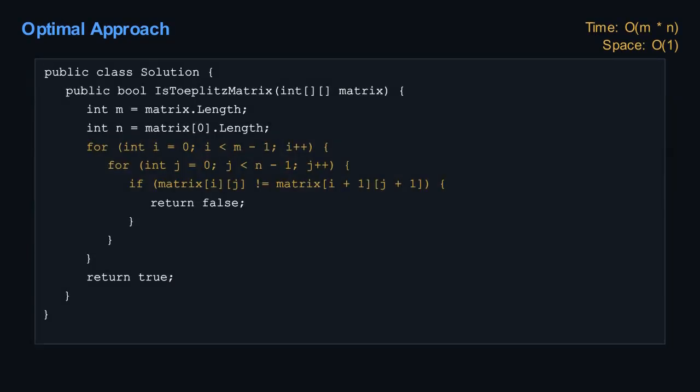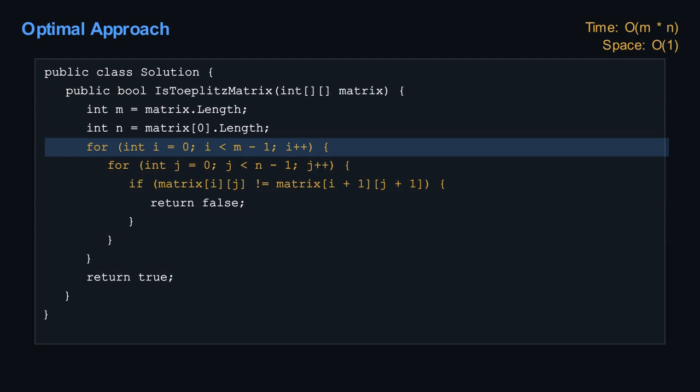The key insight is simple. You only need to compare each cell with its down right neighbor, and you only need to do that for cells that actually have such a neighbor. That means you can stop the outer loop one row early and the inner loop one column early. In plain English, iterate over every row except the last, and inside that iterate over every column except the last. For each of those positions, check if the current value equals the value one row down and one column right. If any check fails, return false immediately. If the loops finish without a mismatch, return true.